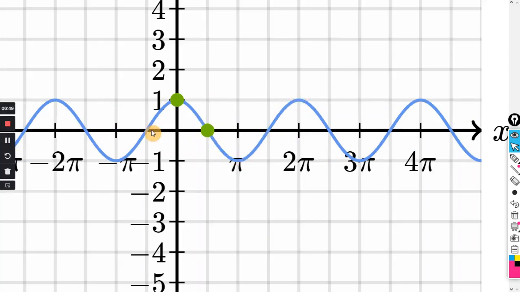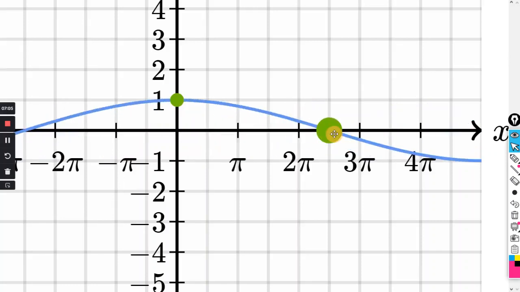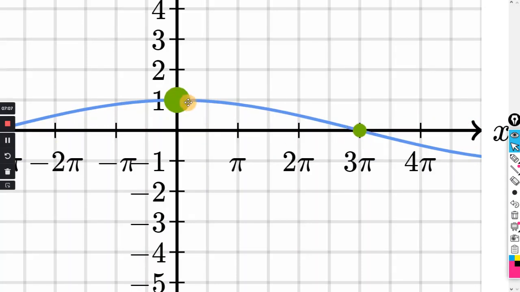All right, so we said 1/4 of the period is 3 pi. So we're going to start at x equals 0, the y-axis, and move this. Left click on it and drag it. So that is 1/4 of the period from x equals 0 to 3 pi.